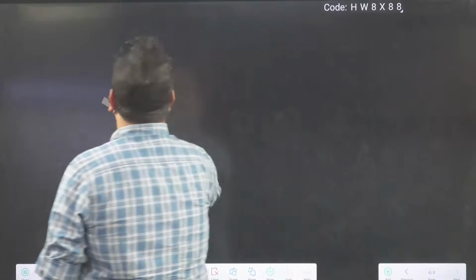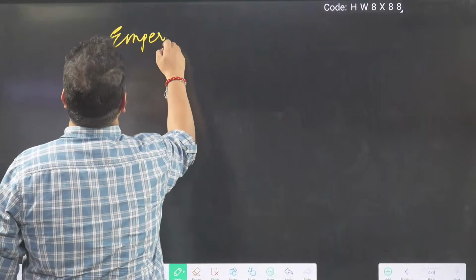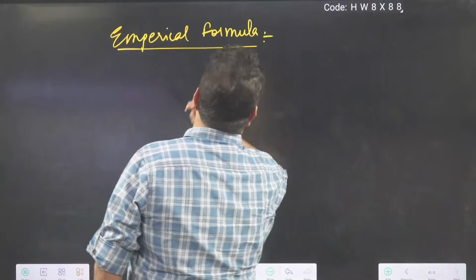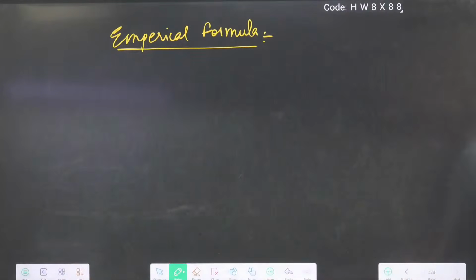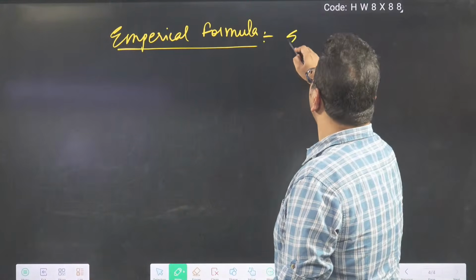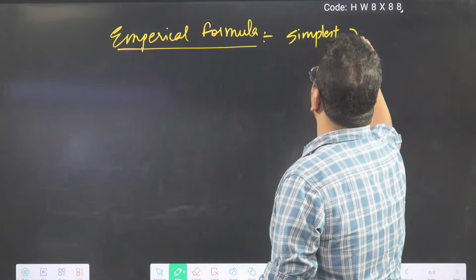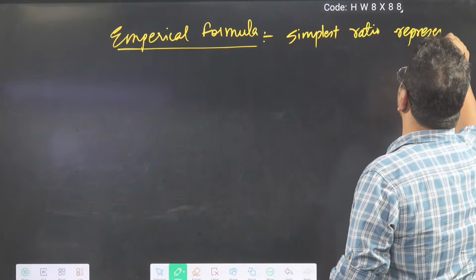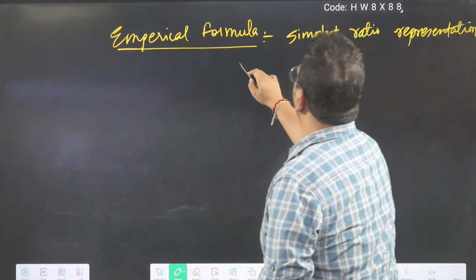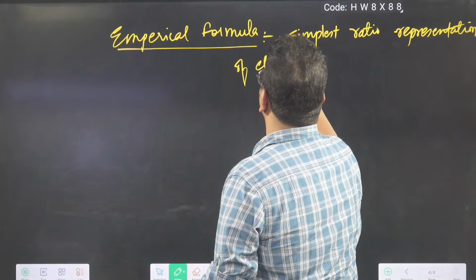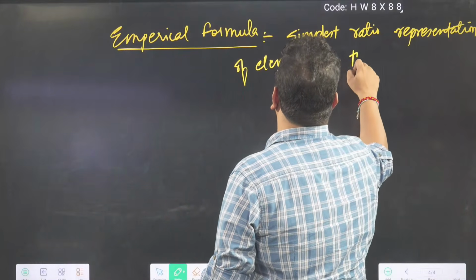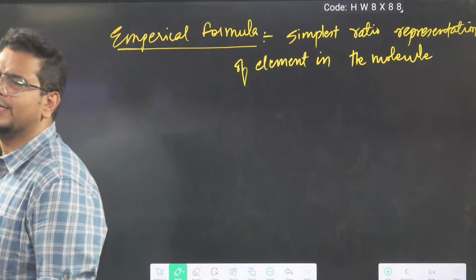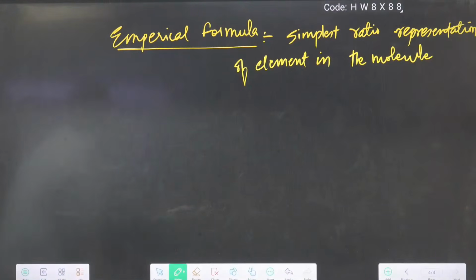Moving on. Now we are doing empirical formula and molecular formula. So write the definition of empirical formula. Empirical formula: simplest ratio representation of elements in the molecule. If we represent the elements in the molecule in the simplest ratio, that is called empirical formula.